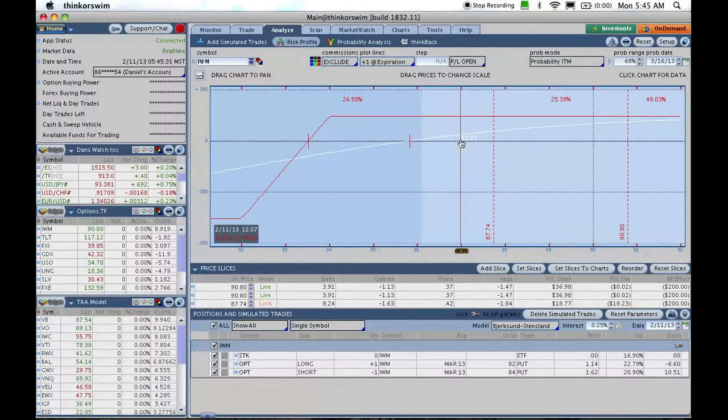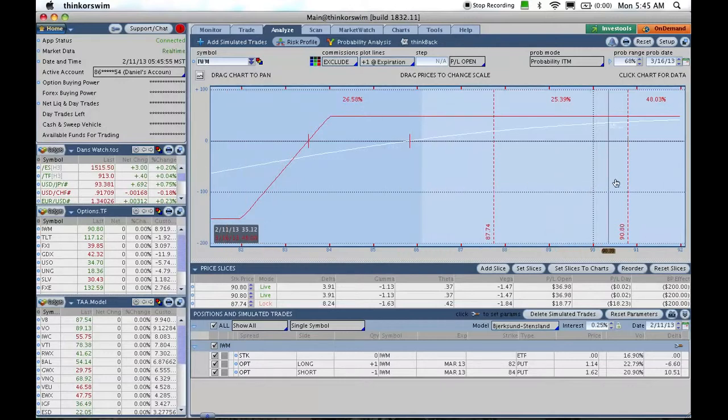If you're familiar with the risk graph, you'll see that the short vertical we have here has the short option at 84 and the long option at 82. And these are both puts. And at expiration, there's a potential profit of $48, that's the initial credit, or a potential loss of $152.